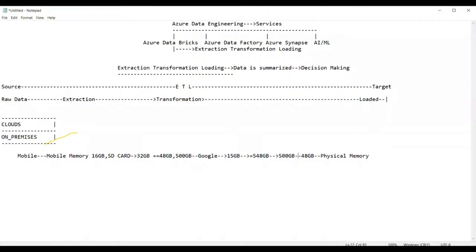Whereas the data stored on Google Drive can be recollected. So we can call Google Drive a cloud. Am I right, guys? Google memory is called cloud memory, cloud data memory. Whereas the physical memory of your mobile phone, we can refer to as on-premises memory.